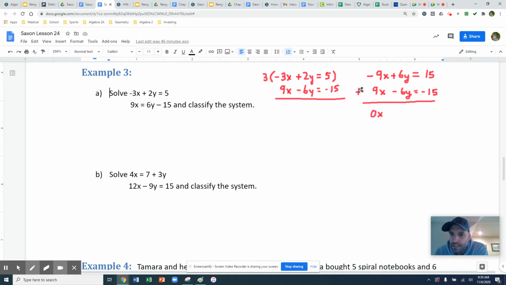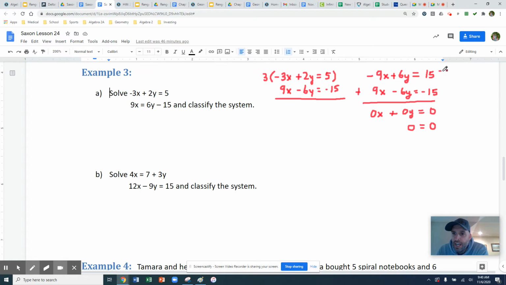Then a +6y plus -6y is going to be a 0y. Ooh, something interesting is happening here. And then 15 plus -15 is also going to be 0. So basically what I get is 0 is equal to 0.